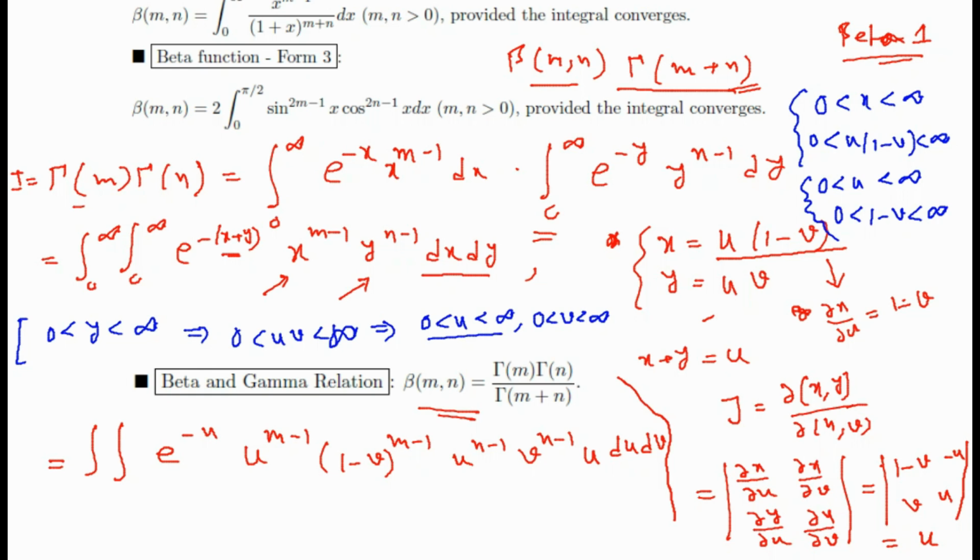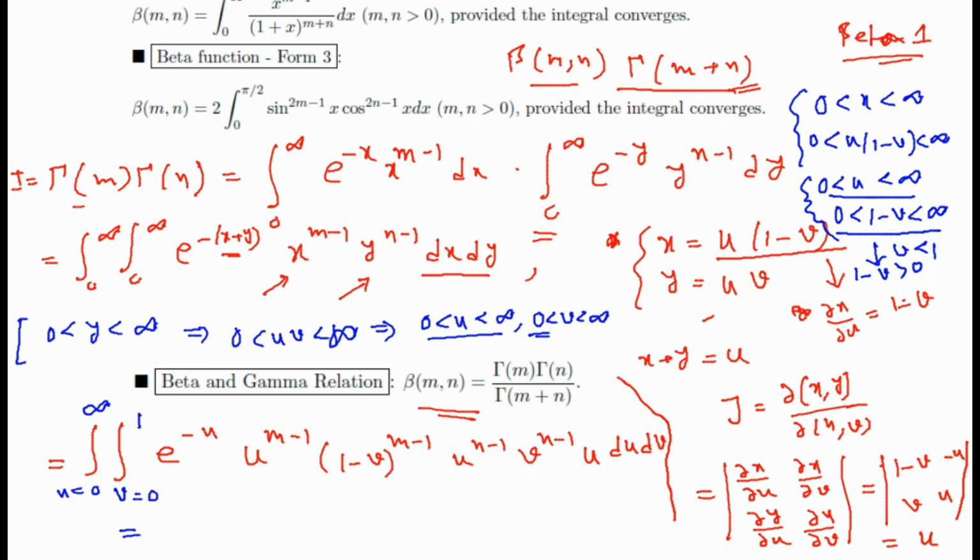Now the range of u is 0 to infinity. And the range of v, what about that range? From here, 1 minus v is greater than 0, so v is less than 1, and from here v is also greater than 0. So v equals 0 to 1.